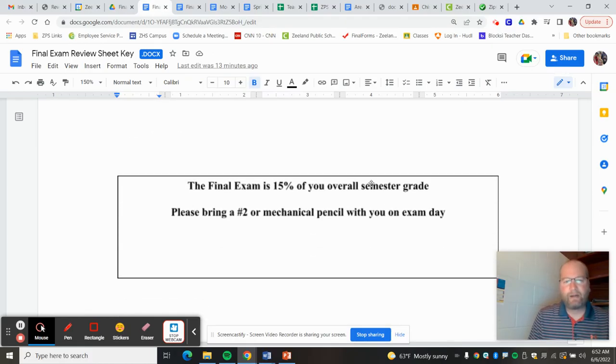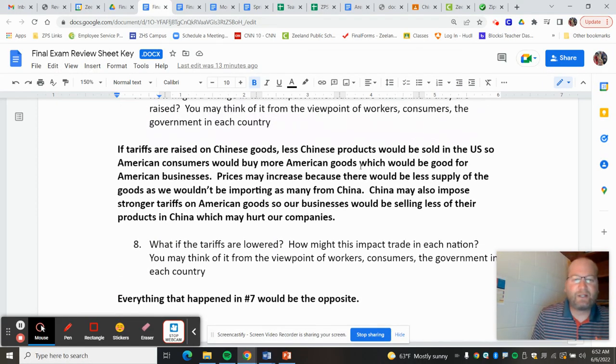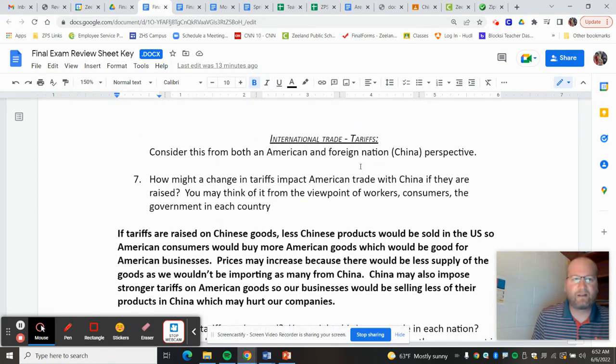All right, so a reminder here, the final exam is 15% of your overall semester grade. Bring a pencil with you to the exam on exam days for the bubble sheet stuff, so you're not trying to erase pen. That doesn't always work real well, as many of you have found out this year, unfortunately. That becomes a mess. Hey, not everything on the exam is on this study guide, but if you know this study guide well, you're going to be just fine taking the final exam.